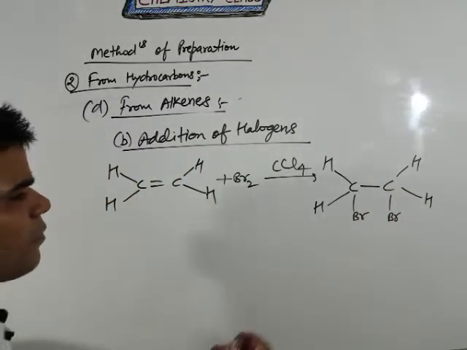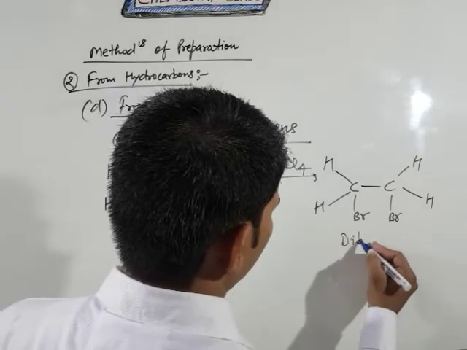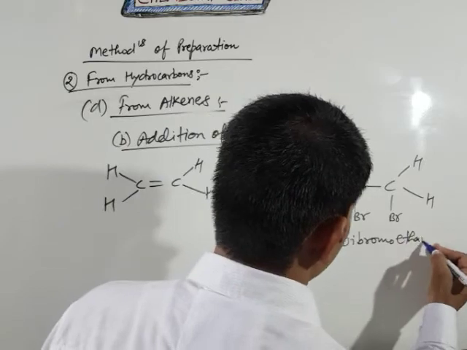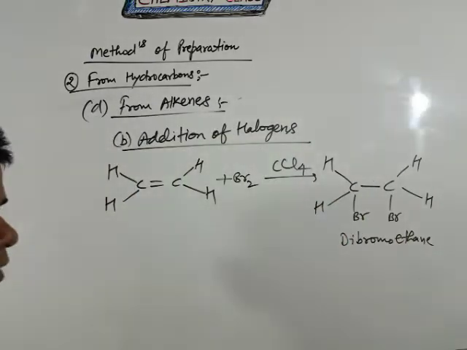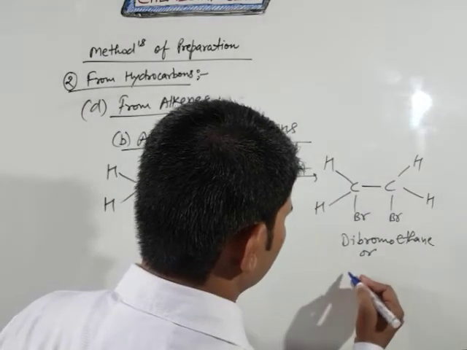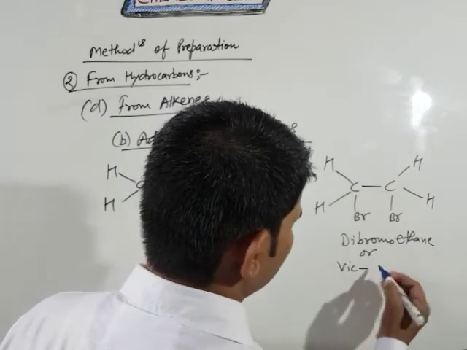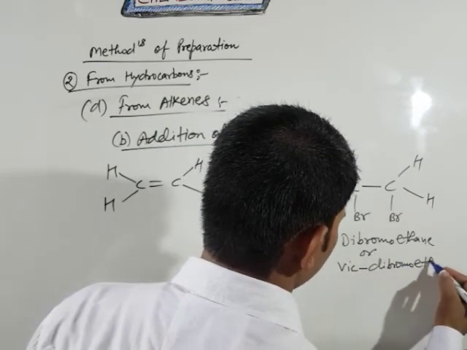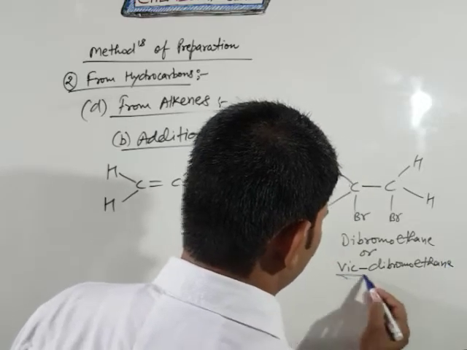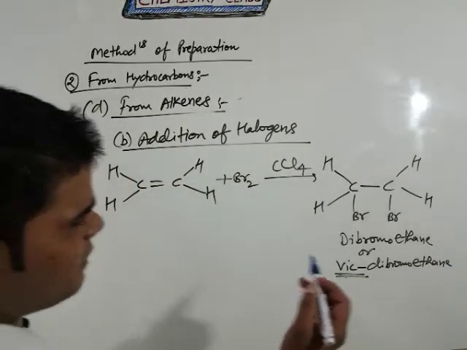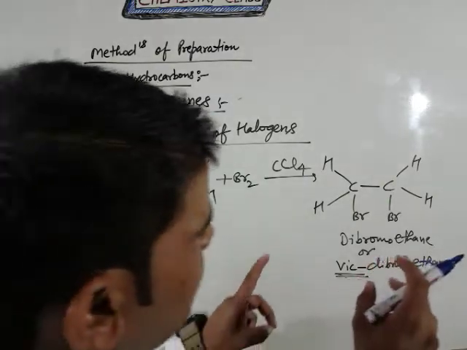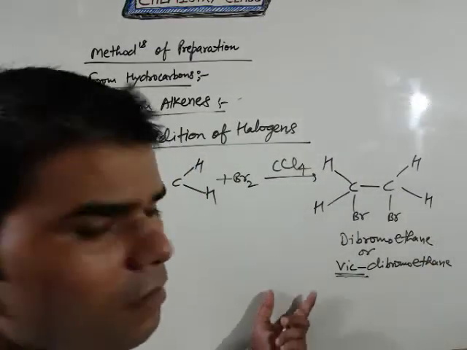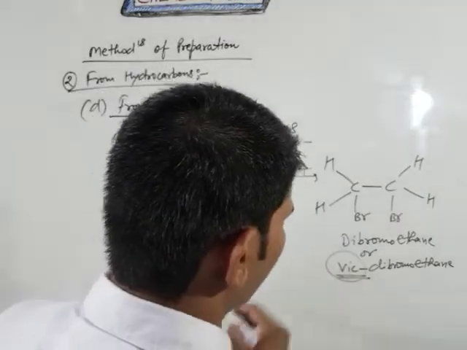This is our dibromoethane, which is a derivative of haloalkanes, and the common name is vicinal dibromoethane. So students, what is the meaning of vicinal? Vicinal means both carbon atoms have a single halogen each. Clear? That is the meaning of vicinal.